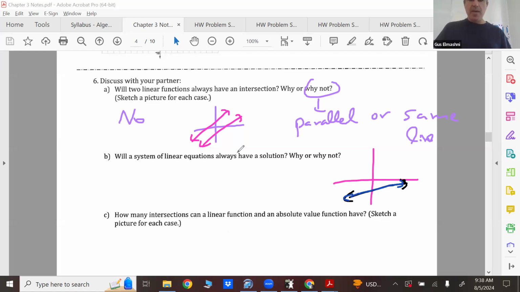Will a system of linear equations always have a solution? No. Again, because it could be parallel. How many solutions can a linear function and an absolute value function have? They could have none, 1, or 2.